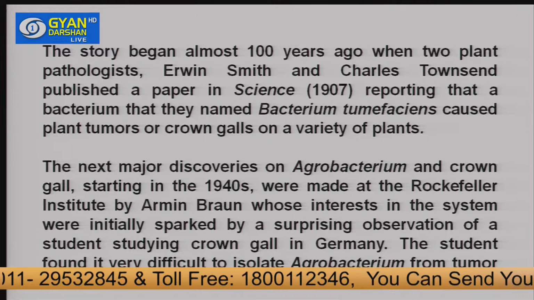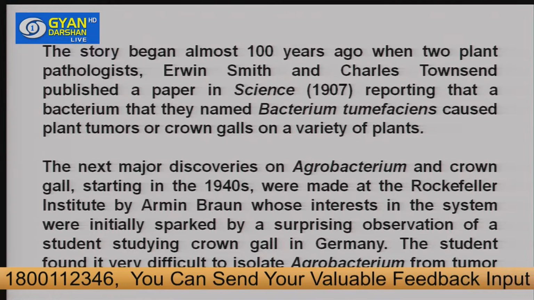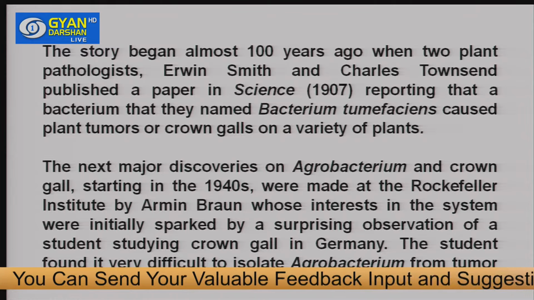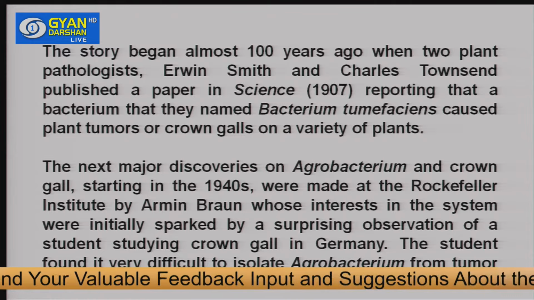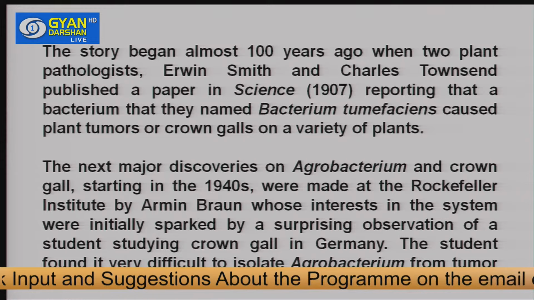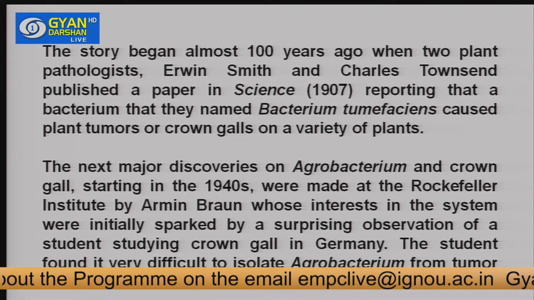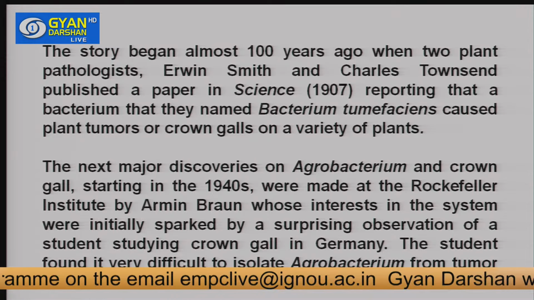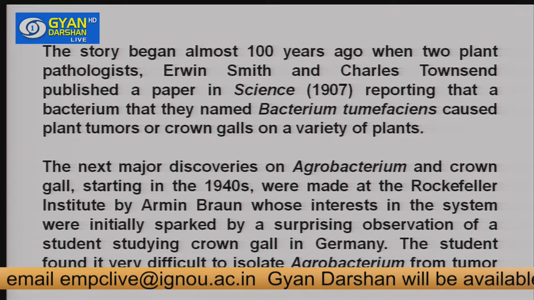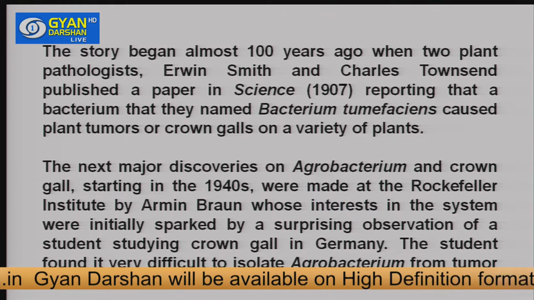The story began almost 100 years ago when two plant pathologists, Irving Smith and Charles Townsend, published a paper in Science. It's a very well-known journal, reporting that a bacterium that they named Bacterium tumefaciens caused plant tumors or crown gall. So Agrobacterium tumefaciens is a bacteria that causes crown gall tumorigenesis or crown gall tumor.